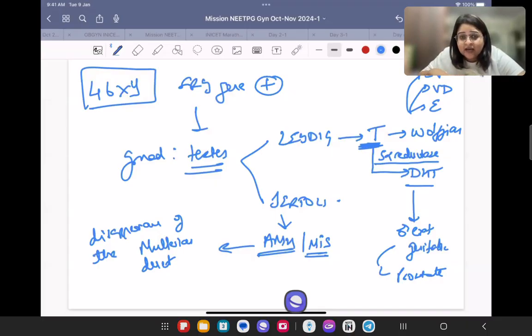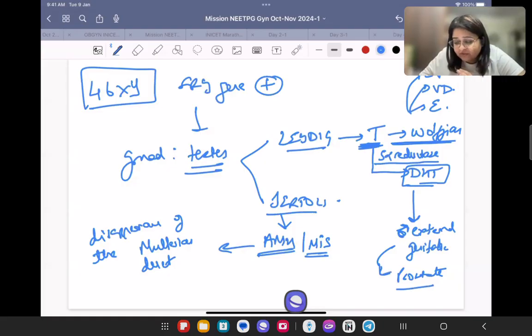Okay, so this is what is happening in the male embryo. In the male embryo, because it's 46XY, the gonad is going to be the testes. The testes has two types of cells, the Leydig cell and the Sertoli cell. Okay, the Leydig cell secretes testosterone. This is responsible for differentiation of the Wolffian duct into the seminal vesicle, the vas deferens, and the epididymis. The testosterone also gets converted to dihydrotestosterone, and this is responsible for the differentiation of the male external genitalia into the penis, the scrotum, the typical male external genitalia, and also development of the prostate.